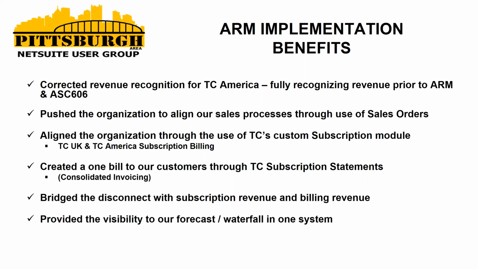And I think that's what our CFO kept saying: 606 was what drove us, and the ARM implementation drove us to get to the point where they can fully rely on what's in NetSuite and be able to pull a report and see what the next year looks like based on what we have guaranteed with sales and subscriptions. So that was a big win for our company.